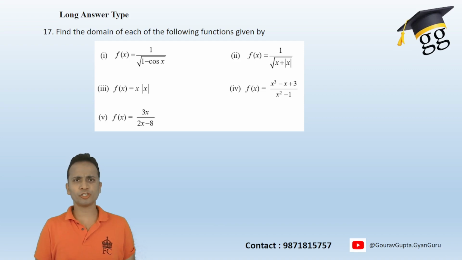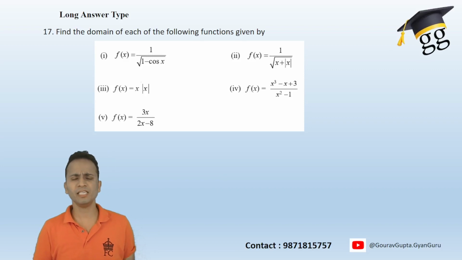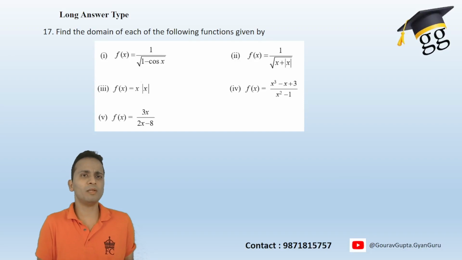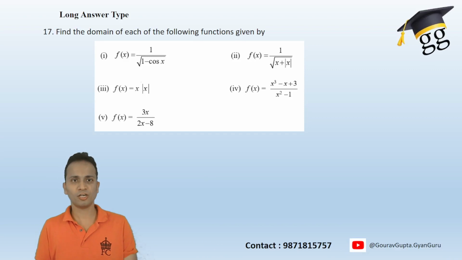Now, for some of these questions, if you check the answer keys given by NCERT, for some of them there is an error. So probably it will be a printing error from the side of NCERT. So I'll be giving you the correct answers. All right. So let's look at each of these 5 parts one by one, starting with part number 1.